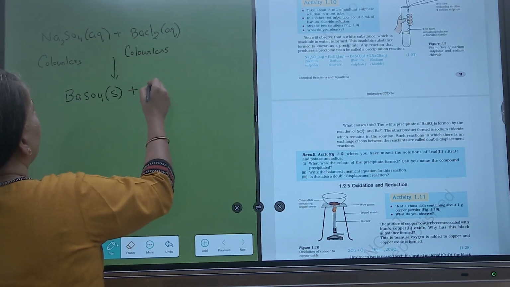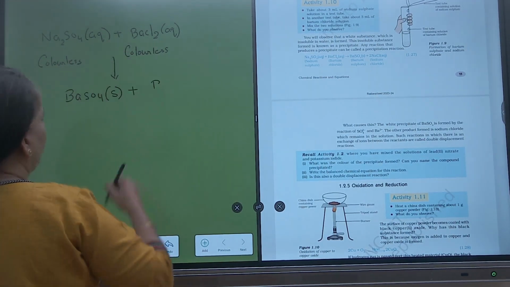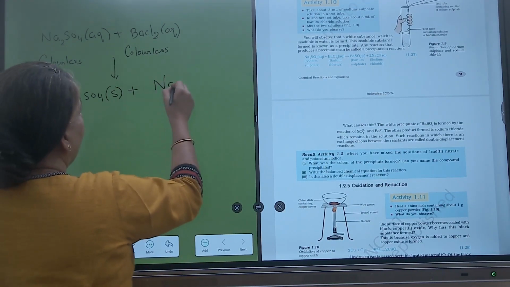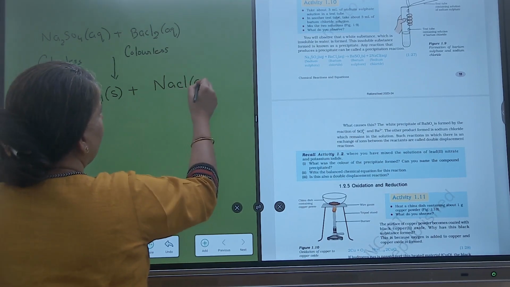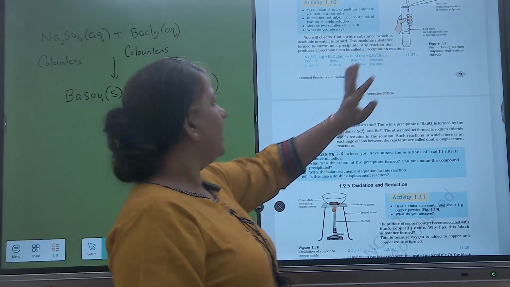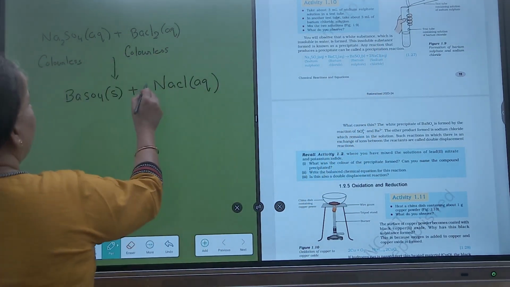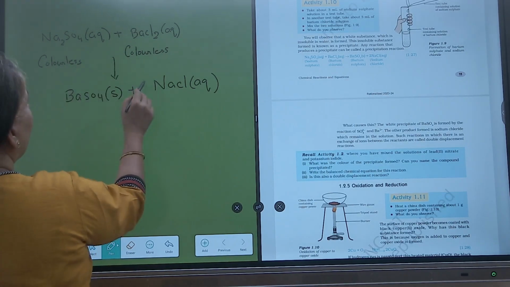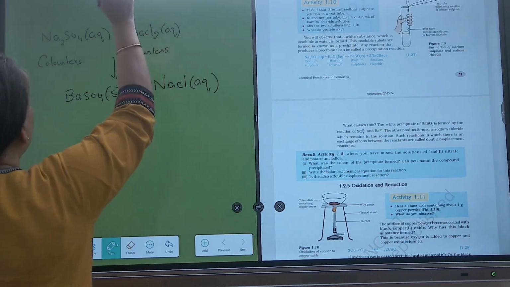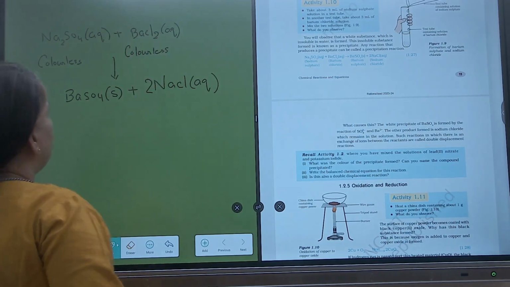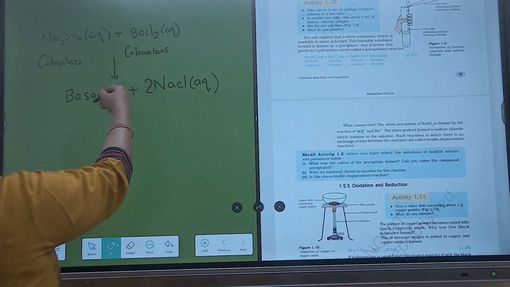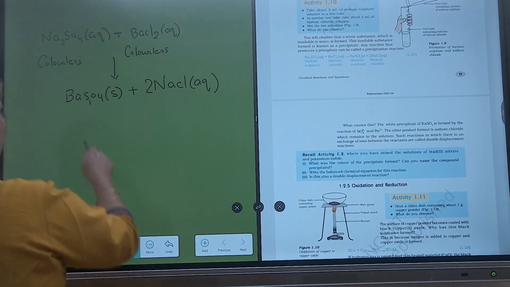And we get sodium chloride, NaCl, which will remain in aqueous form, since sodium chloride, which is a common salt, is soluble in water. Hence it remains in aqueous. We can easily balance it. See, twice sodium, so put 2 here. Automatically 2 chloride ions. Here also 2 chlorine atoms. Both RHS and LHS we have 2 chlorine atoms. And barium, sulfur, oxygen, rest all are balanced.